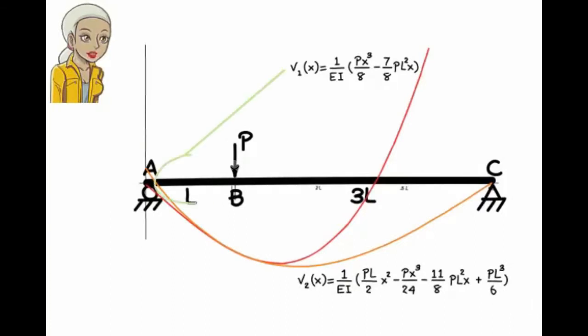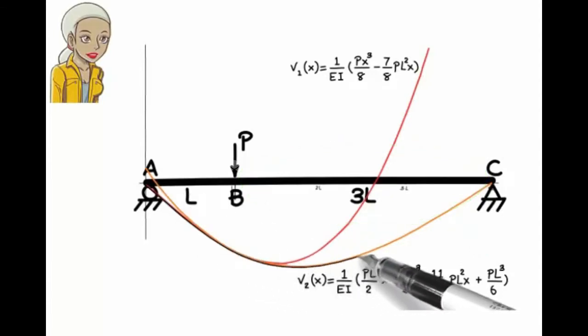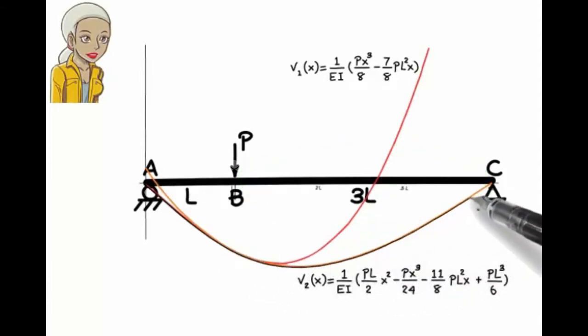Keep in mind that V1 is valid only for the left segment of the beam. The equation should not be used for calculating deflection in the right segment. Similarly, V2 works only for the right segment. So the correct elastic curve for the beam looks like this. This part of the curve is drawn using V1, and this part is drawn using V2.